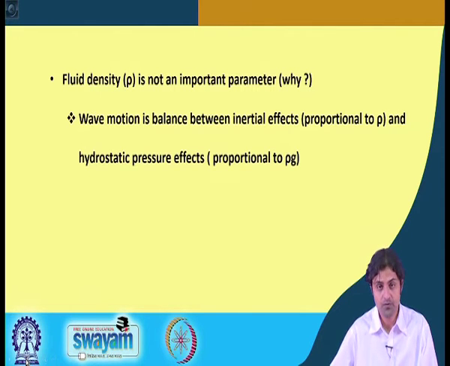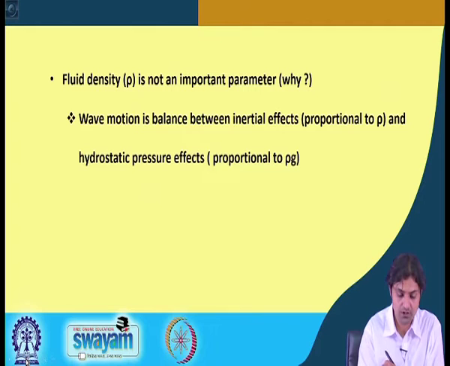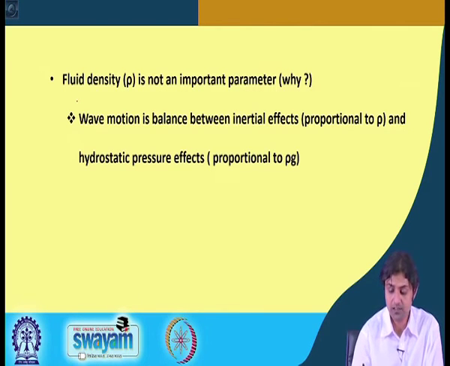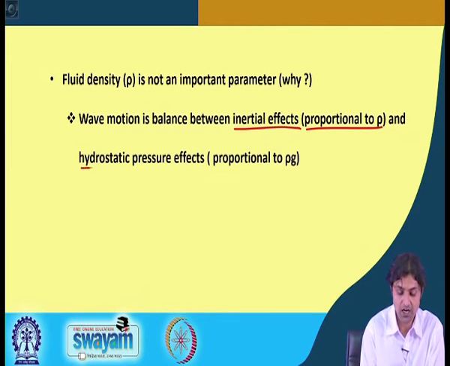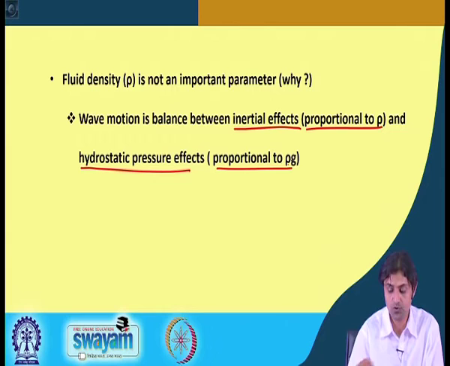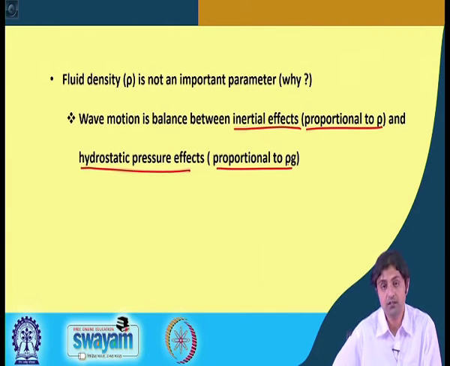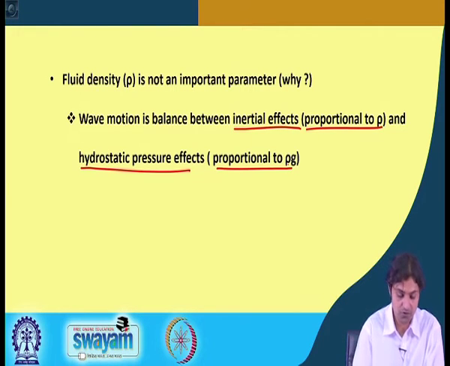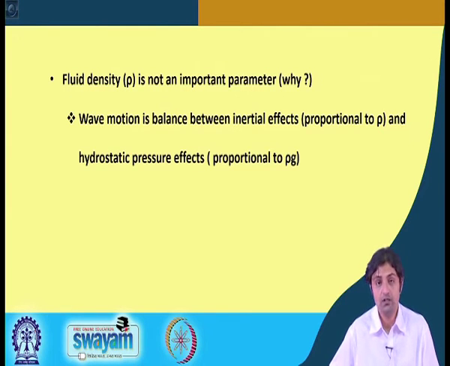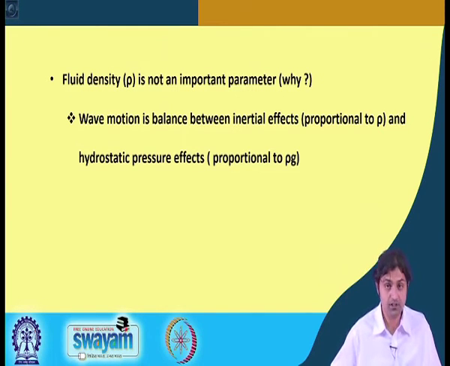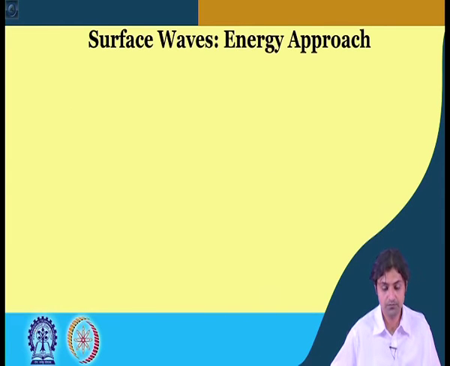Okay. So, actually I have written down the reason, I was not supposed to, but it is okay. I will tell you. The reason is the wave motion is a balance between the inertial effects, which is proportional to rho, and also the hydrostatic pressure effect, which is proportional to rho g. In that way, rho and rho get cancelled out from both sides, and that is why fluid density is not an important parameter in the speed of the wave. Okay.